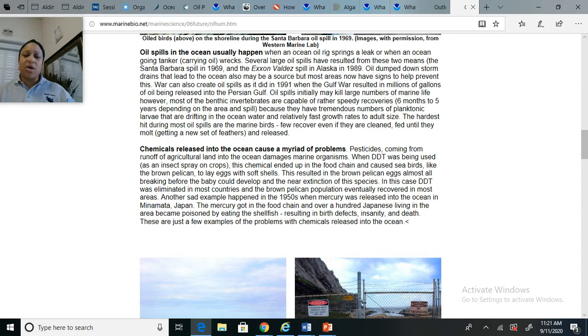Chemicals released into the ocean cause a myriad of problems, like just a whole lot of problems. Pesticides coming from runoff. We talked about that during vocabulary. You have farmland. They're trying to fertilize their crops and what have you. And all of this is seeping into groundwater, and all of the groundwater is streaming along the way, and eventually it's gravitating to the ocean.